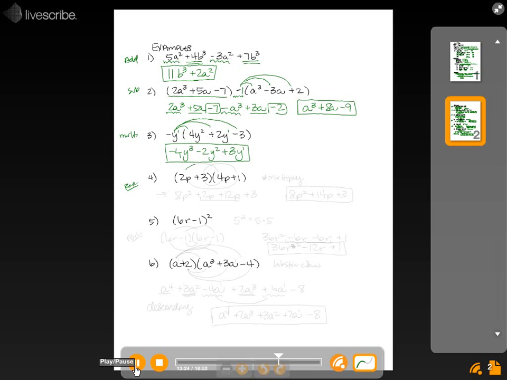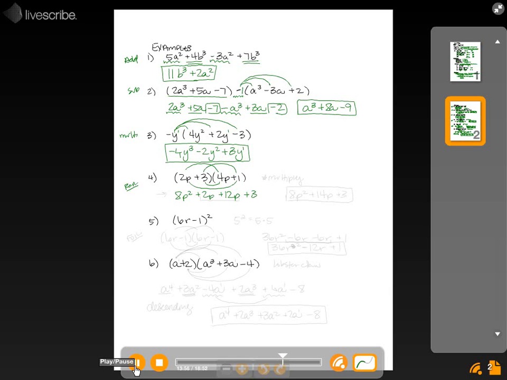So we're going to multiply the first two terms together. 2p times 4p, well, that is 8p squared. Make sure you multiply. Don't tell me it's 6p squared. 2 times 4 is 8. We do the outside 2. 2p times positive 1 is going to be 2p. Inside 2, 3 times 4p is 12p. And then the last 2, 3 times 1 is 3.